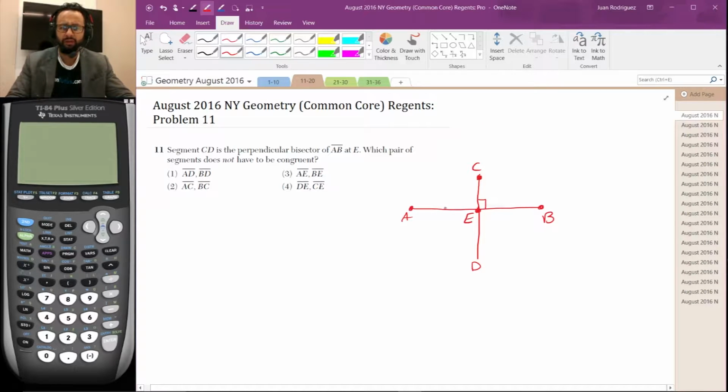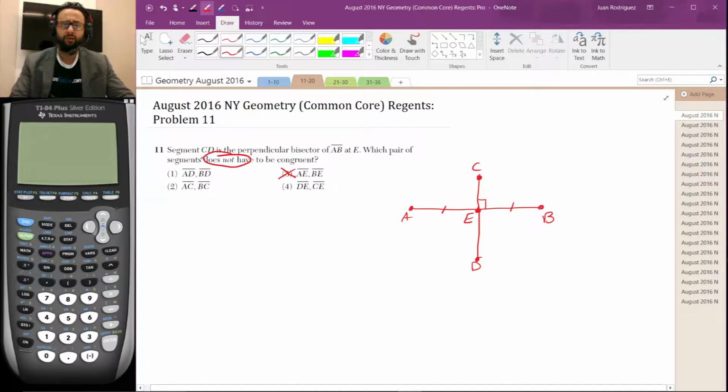So, which pair of segments does not have to be congruent? I'm going to label the fact that it's a perpendicular bisector implies that AE is congruent to EB, and we're looking for what does not have to be congruent. Hopefully AE and BE are a choice. Oh, look at choice number 3. AE and BE have to be congruent because CD is the perpendicular bisector. So that's not the answer.